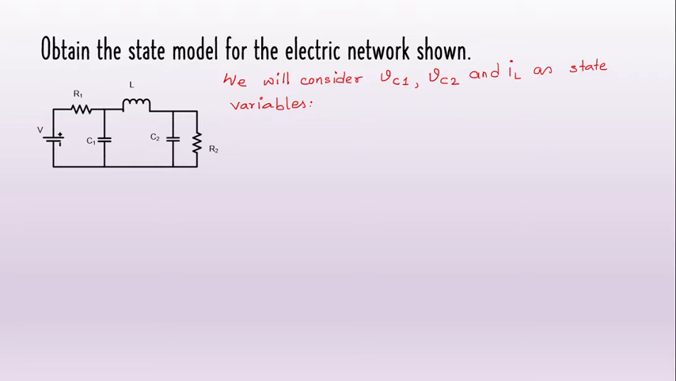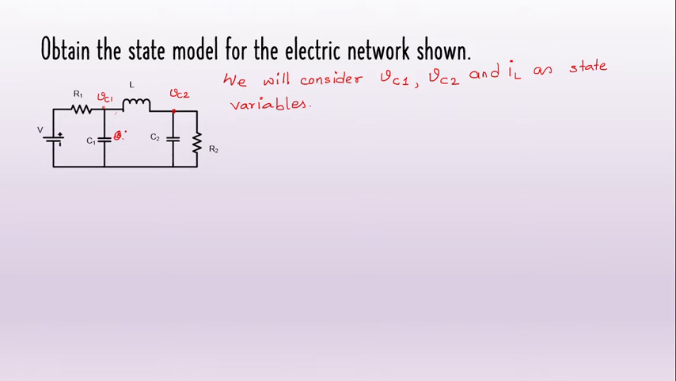These 3 state variables we are going to consider: voltage across capacitor 1, voltage across capacitor 2, that is VC2, and the current through the inductor coil. VC1 is actually my nodal voltage here. So I am writing this nodal voltage as my VC1 and this nodal voltage as my VC2.